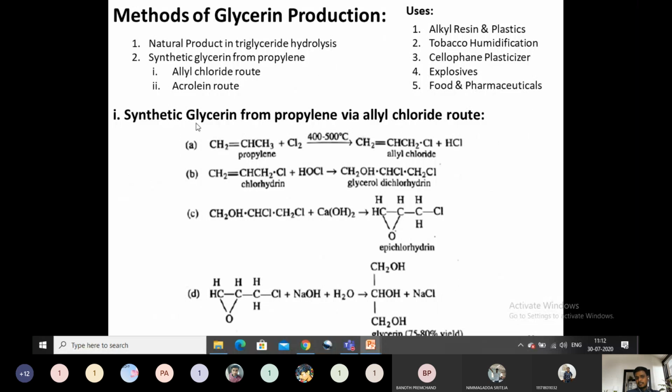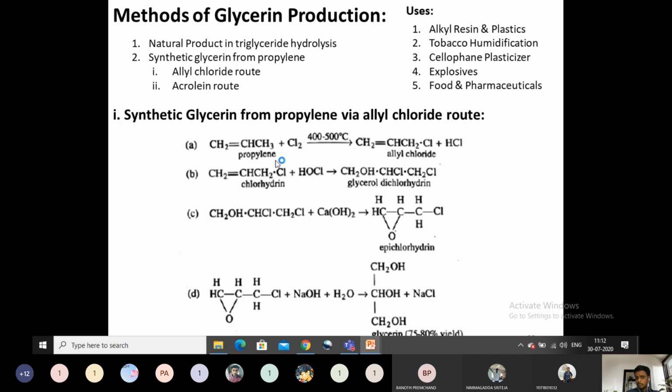And the next one is synthetic glycerin. As I already said, there are two synthetic glycerin manufacturing processes. The raw material will be propylene for this type of synthesis. There are two routes: one is the allyl chloride route, and the next one is the acrolein route. First we will see synthetic glycerin from polypropylene via the allyl chloride route. Here only reactions are given in your textbook, no flow sheet. You just need to practice these reactions.